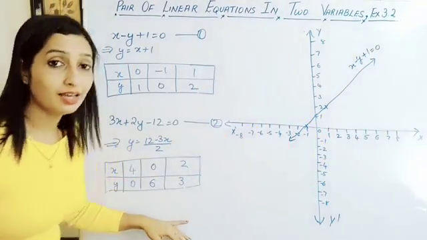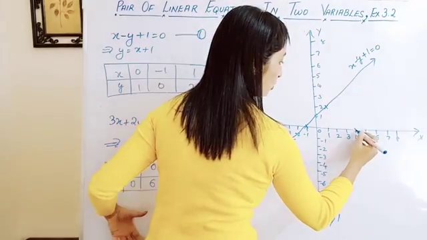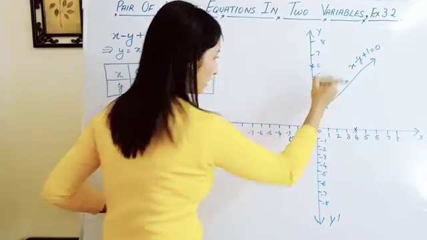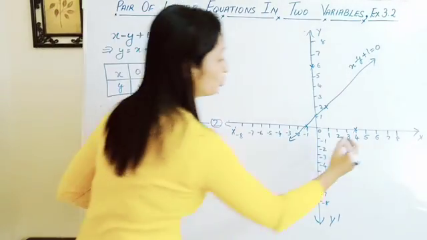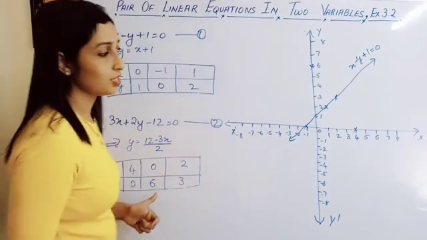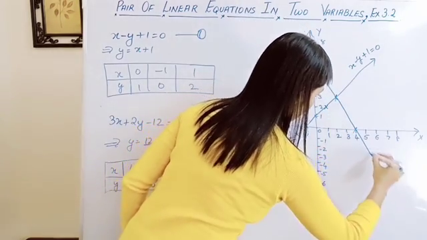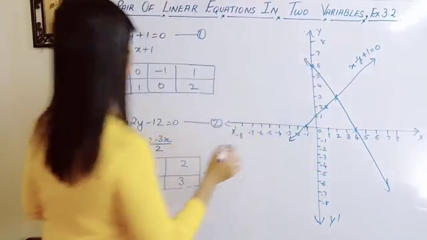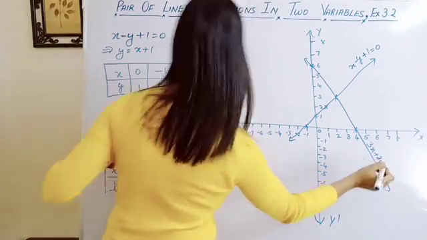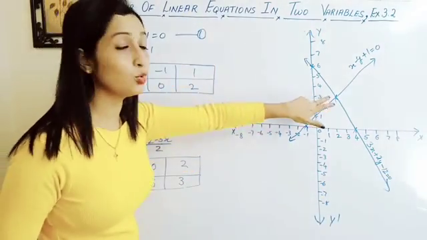Now let's plot the next line. That is 4, 0: 4 at x-axis and 0 at y-axis. 0, 6: 0 at x-axis and 6 at y-axis. 2, 3: 2 at x-axis and 3 at y-axis. So now let's join these points. Then you get a line like this. And you name this equation as 3x plus 2y minus 12 equals 0.